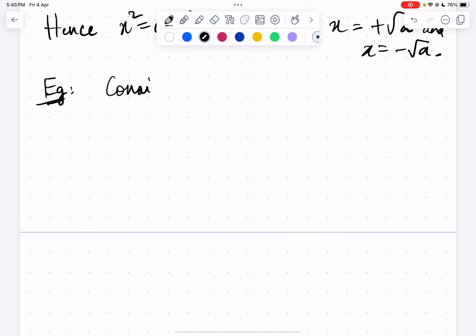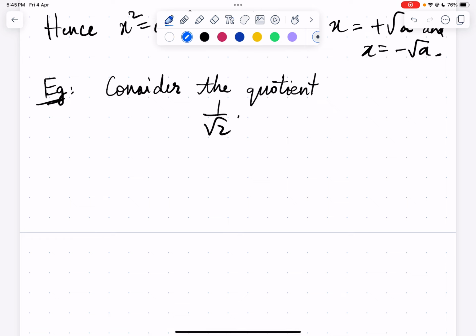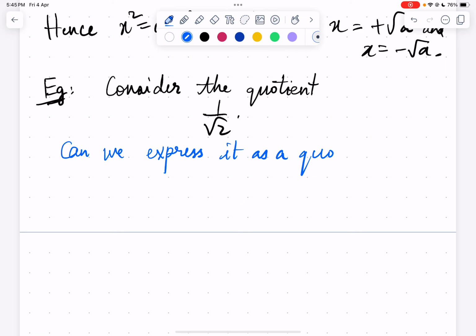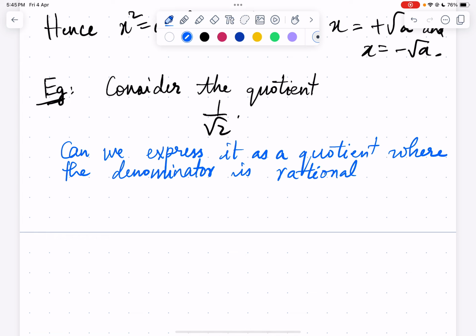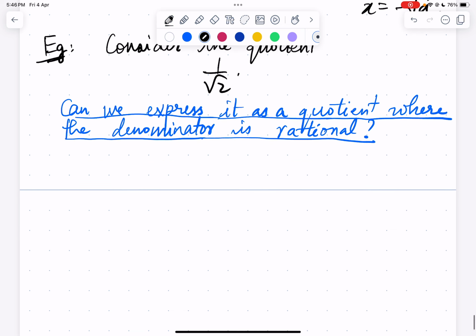So consider the quotient 1 over root 2. Can we express it as a quotient where the denominator is rational? We saw that square root of 2 is irrational, right? So can we change this quotient 1 by root 2 to a quotient where the denominator at least is rational? We can do that.